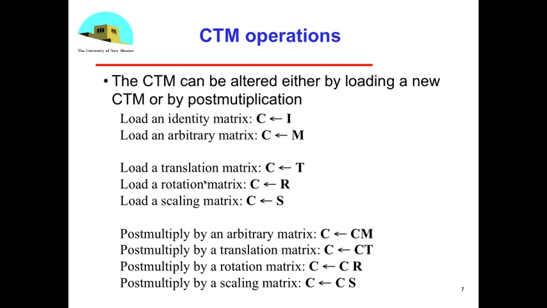So the kind of operations you'd like to have to do graphics: you obviously want to be able to load an identity matrix. You might like to be able to load or set, load means the same thing here, that current transformation matrix to be an arbitrary 4x4 matrix. And since we said we're going to build up our transformations out of simple translations, rotations, and scalings, we can set that matrix to be an arbitrary translation, rotation, or scaling matrix.